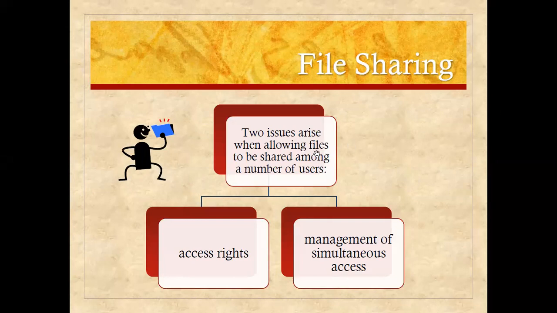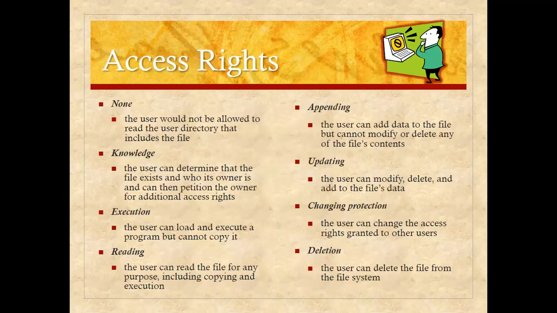There are two issues that arise when allowing file sharing among a number of users, that is access rights and the management of simultaneous access. What are the access rights you are providing to the end users, and management of simultaneous access? How can multiple users directly access the same file? Now, how many types of access rights can you provide to the user? These access rights you can provide on any particular file.